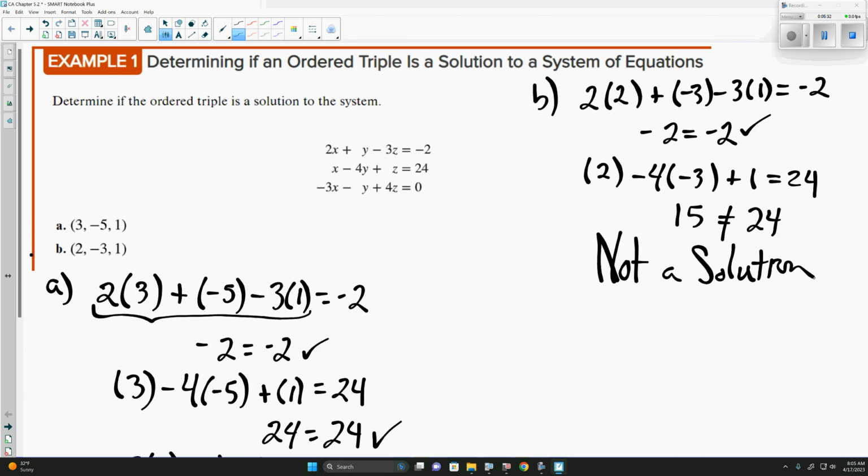So it's not a solution, just like with our two variable. It has to work for all three. And at this point here, we don't even have to try the third, because if it fails for one, we're done. Any questions on these here?